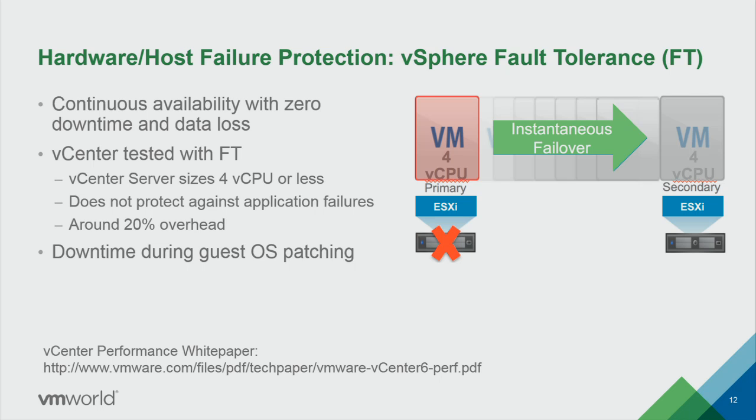How many of you want to use fault tolerance for vCenter? All right. With vSphere 6, we have 4 vCPU fault tolerance. Before, we only had 1 vCPU fault tolerance, and with 1 vCPU, not many workloads used to fit. But with 4 vCPU fault tolerance, let's talk about what fault tolerance is. Fault tolerance is where you have 2 VMs running in lockstep.